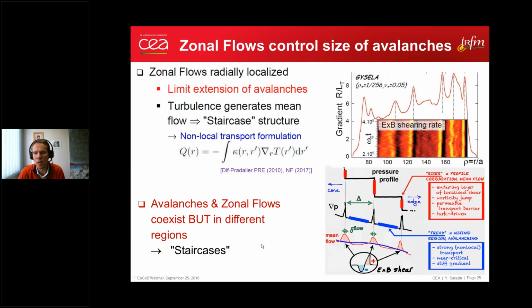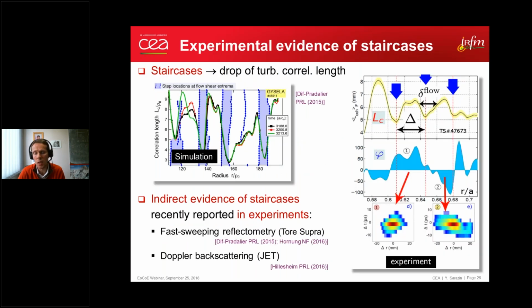And what was even more interesting is that those staircases were first predicted theoretically by numerical simulation, and they were indirectly observed experimentally. First of all, by noticing that at the position of those staircases, those sheared flows, you have a reduction of the correlation length of turbulence, and this quasi-periodic reduction of correlation of turbulence was measured experimentally by phase sweeping reflectometry, and also by using Doppler backscattering on JET.